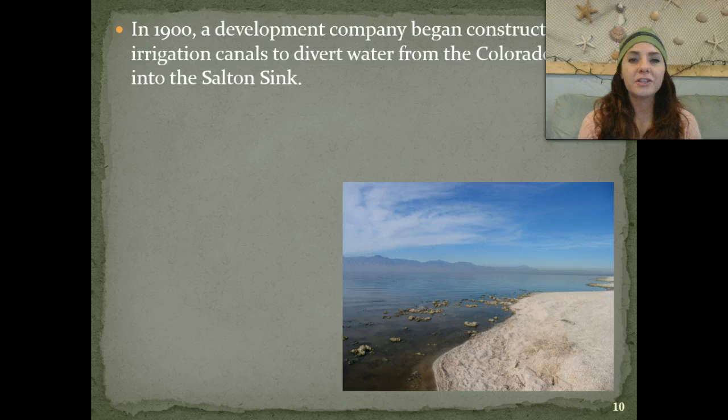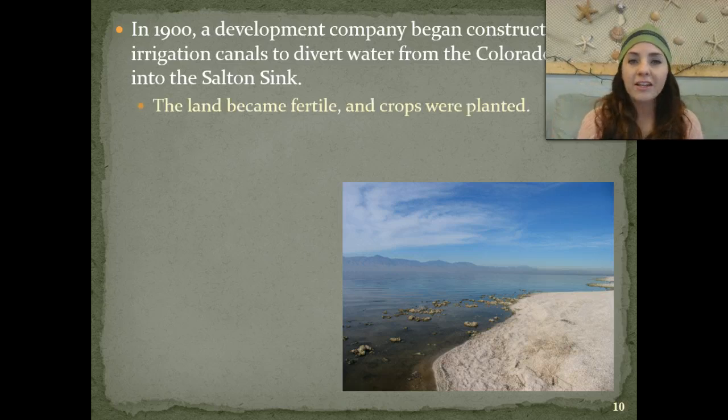In 1900, a development company began constructing irrigation canals to divert water from the Colorado River into the Salton Sink. That land became very fertile. They started growing crops and everything like that, all planted there for our consumption.